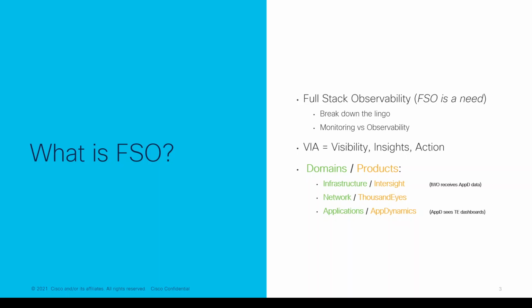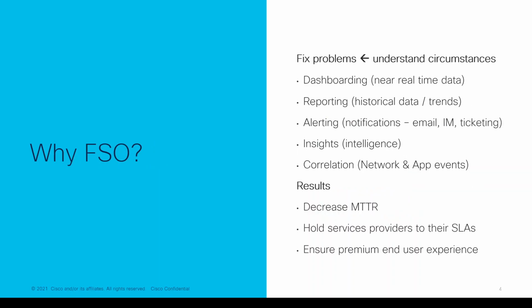So these three products, Intersight, Thousand Eyes, and App Dynamics, cover the different domains, infrastructure, network, and applications, or layers of observability that we need to understand our entire system, all of its components, so that we can troubleshoot problems. This is how we deliver FSO.